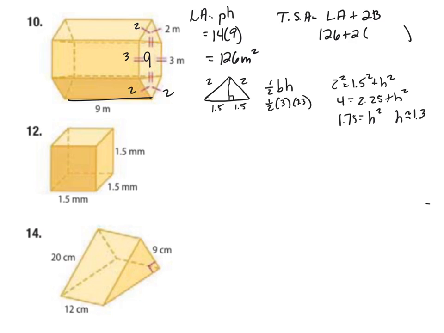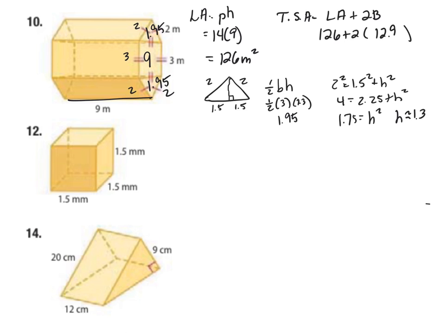So now that I can plug that in, 1.3 times 3 times 1/2, 1.95. So that gives me that my base is 1.95, but I have two of those. This is a 1.95 and this is a 1.95. So the area of the base is going to be 1.95 plus 1.95 plus 9. So the area of my base is 12.9.